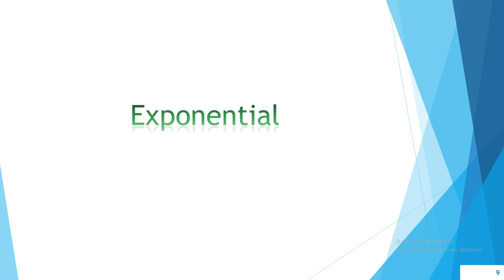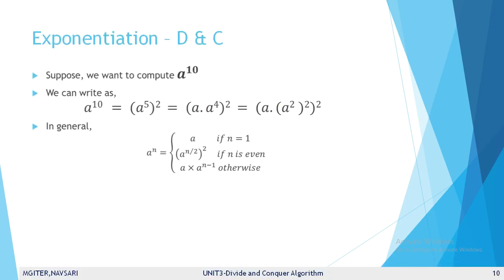Now we next see the exponential. How to compute the exponential? While performing the exponential operation, we can use the divide and conquer strategy. For example, we compute a power 10, then we write it as a raised to 5 whole squared. So we reduce the number of multiplications here. And we also reduce a raised to 5 as a into a raised to 4. Also we can reduce it further, a squared, squared.